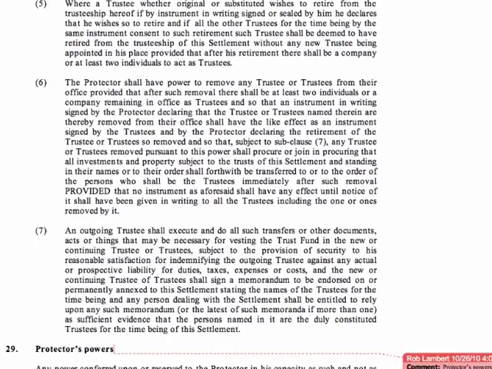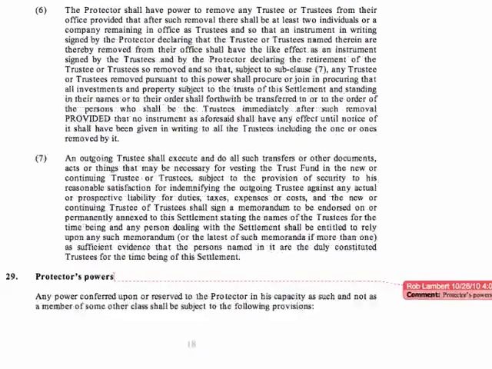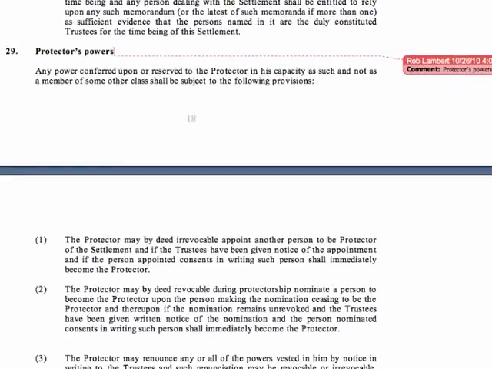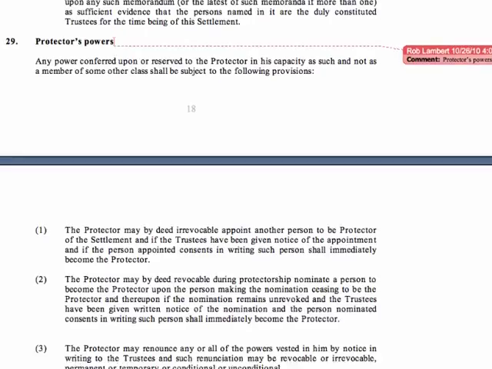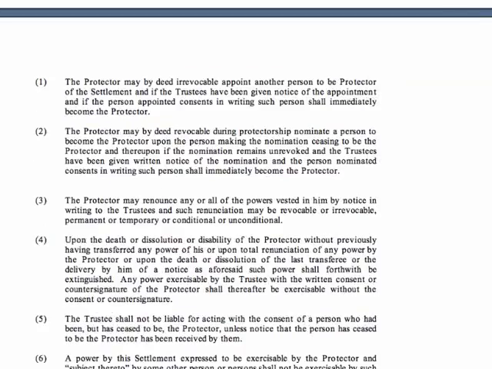Now, paragraph 29. This is great. This is the protector's powers. I want you to all read this specifically. I want you to all read this tonight before the next class. But look, the protector can basically say no to anything. The protector can get out of anything. He can leave. He can be reimbursed. He's not liable for anything. The protector is protected almost like the trustee.